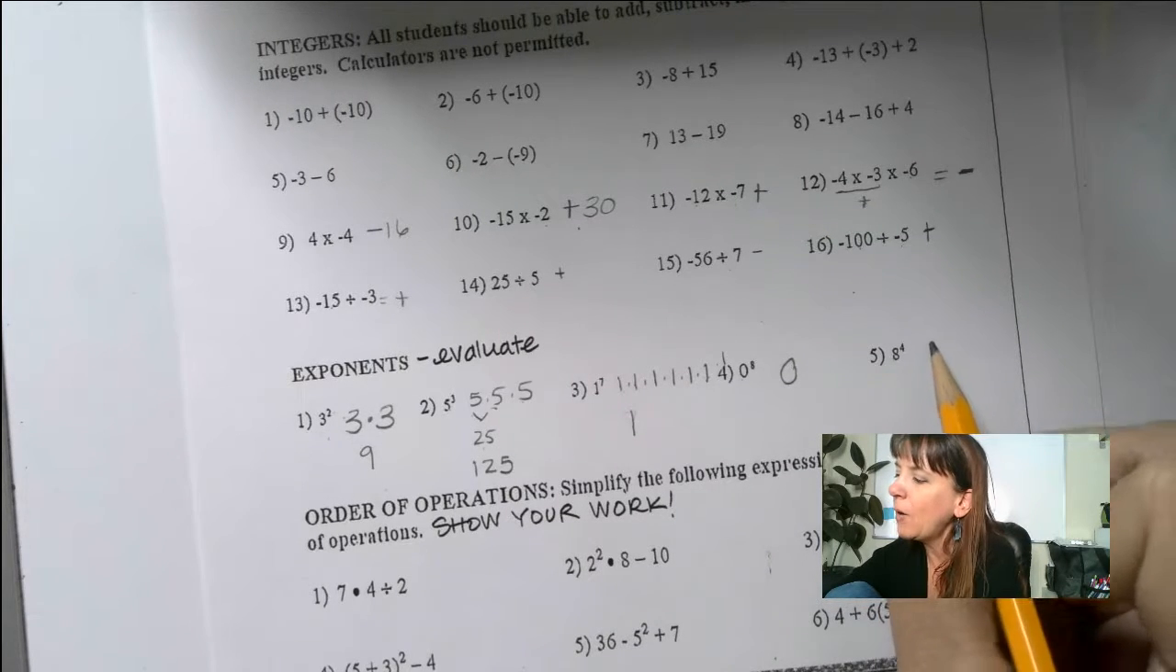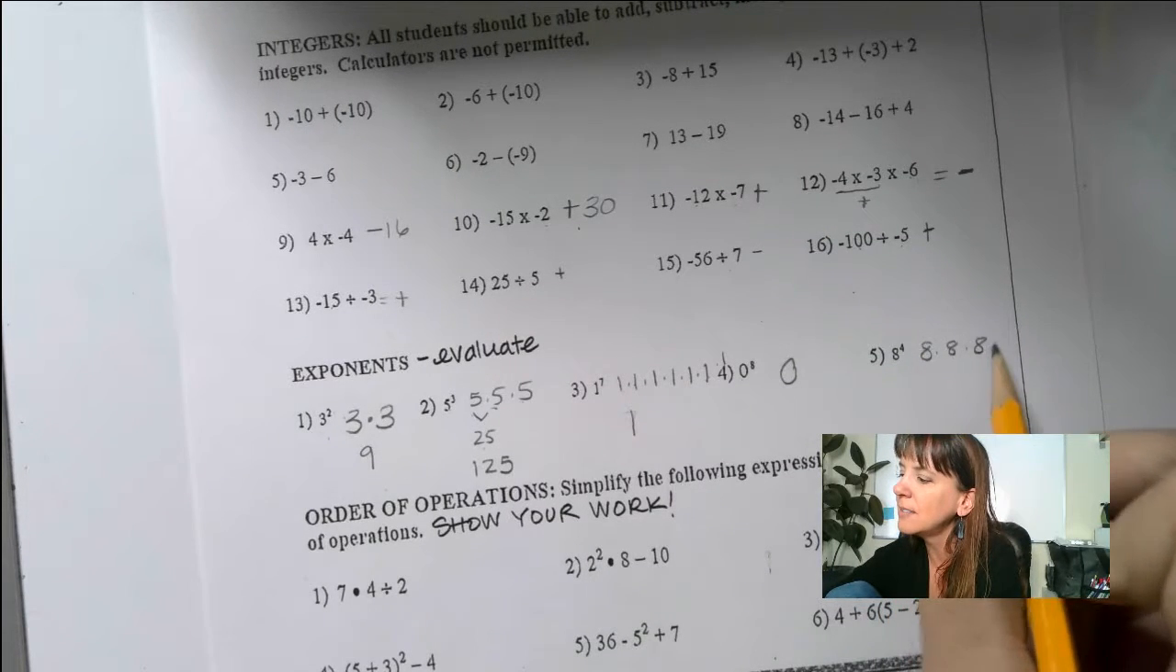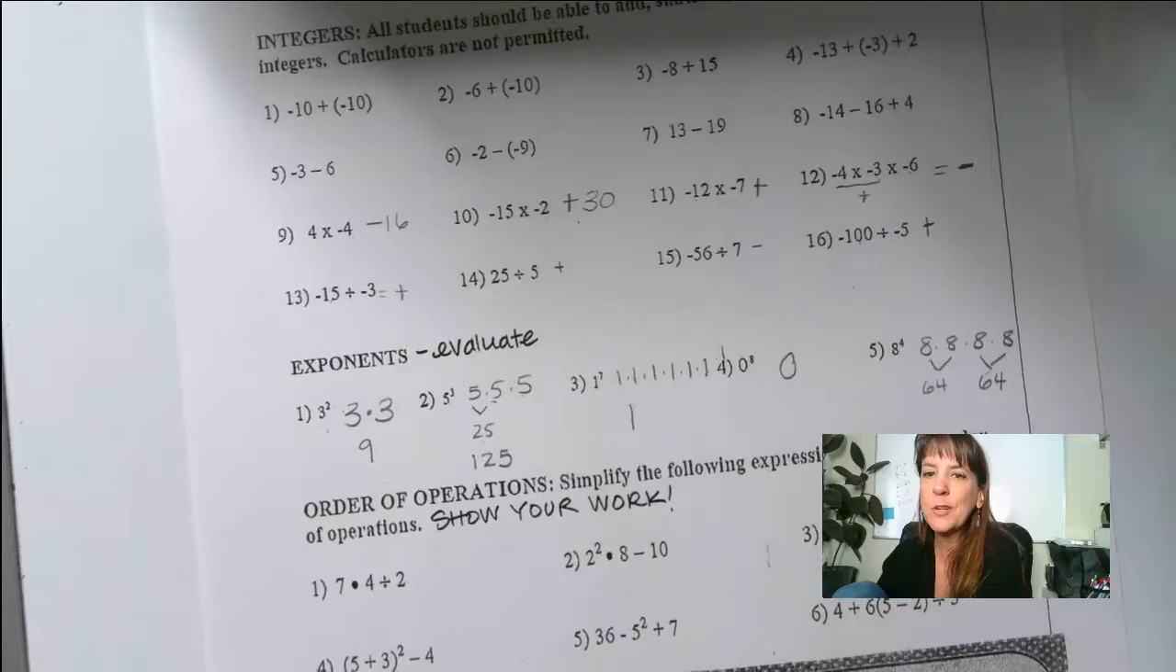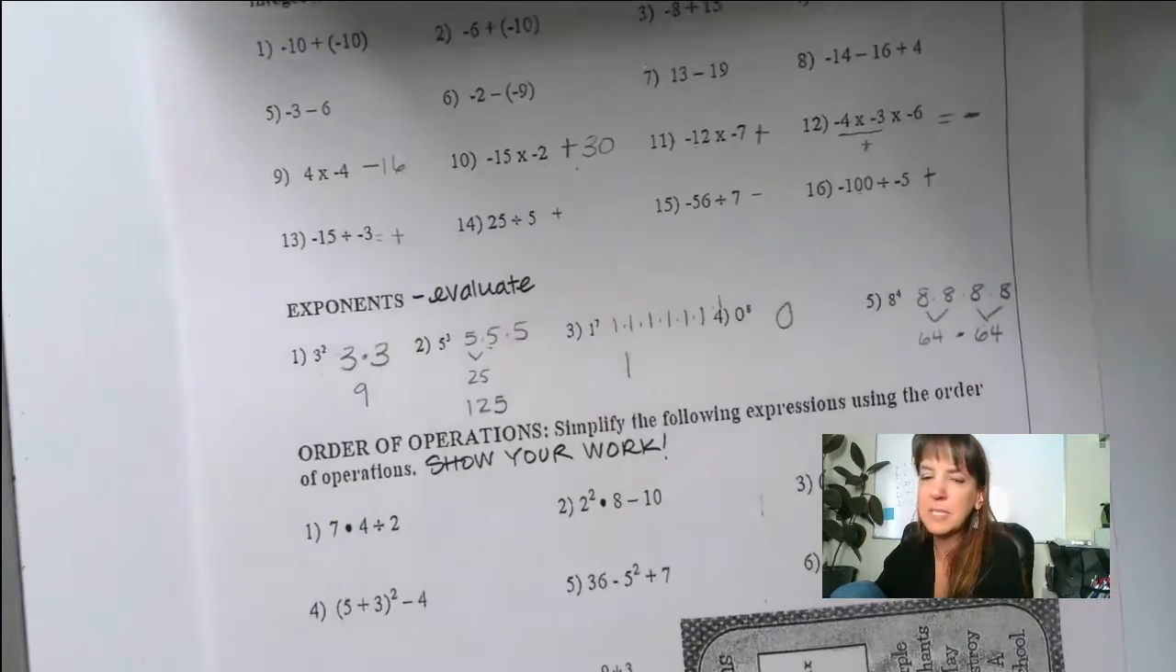8 to the 4th power, we got 8 times 8 times 8 times 8. Okay, we got this at 64. This is 64. I'm going to show you a different way. So we need to multiply 64 times 64 to get this one.